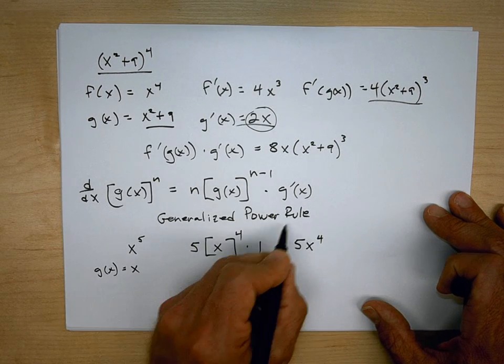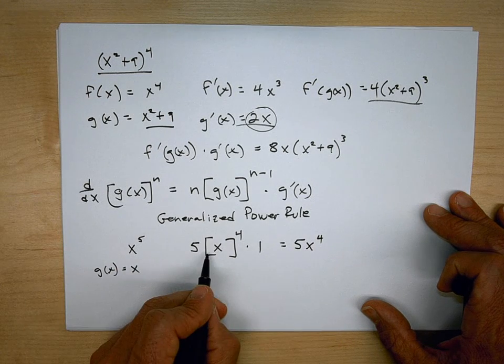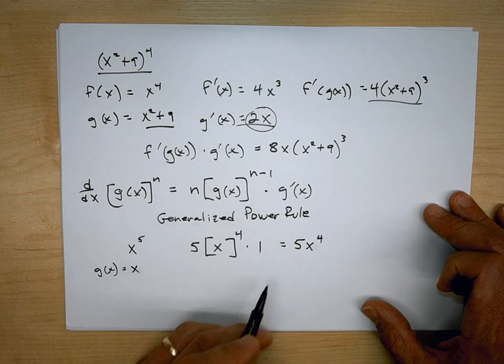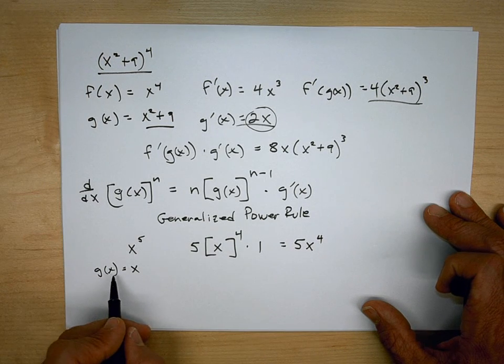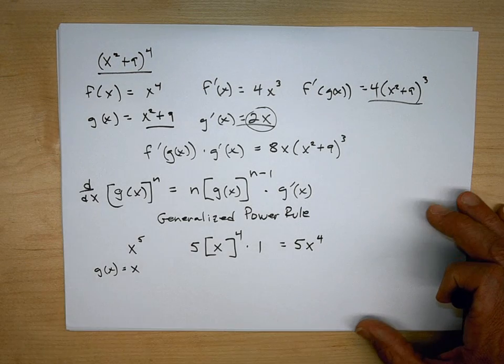And this is what we mean by generalized. The power rule then becomes just a specific case of this more general rule that works for any function g. It's just that in this special case, when g of x is x, we're multiplying by g prime, which is 1, so we just have the 5x to the 4th.